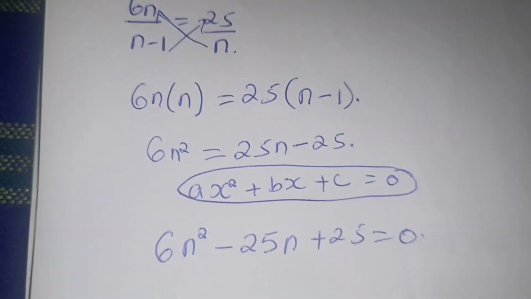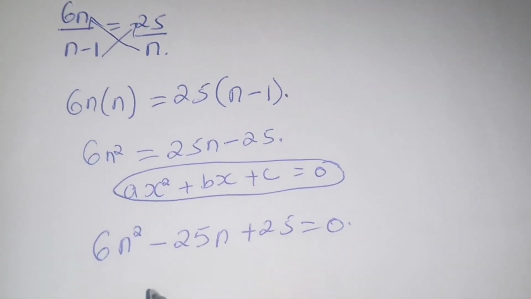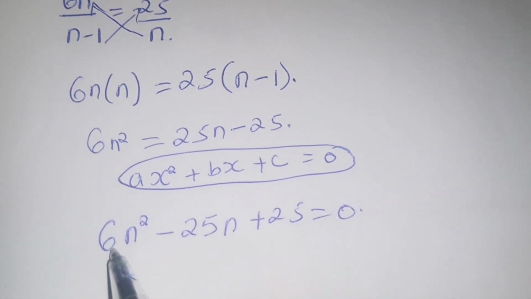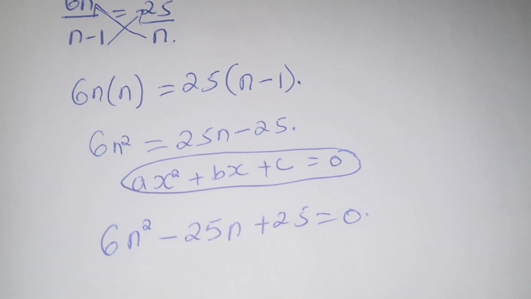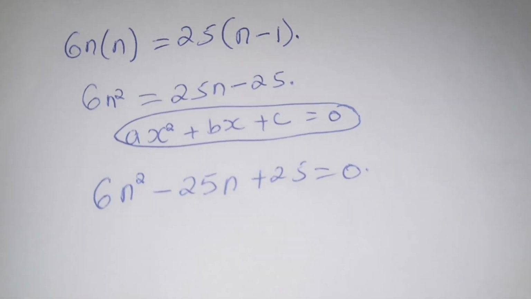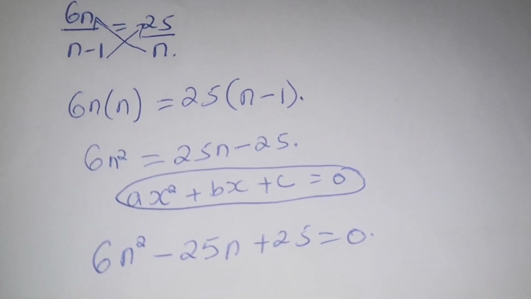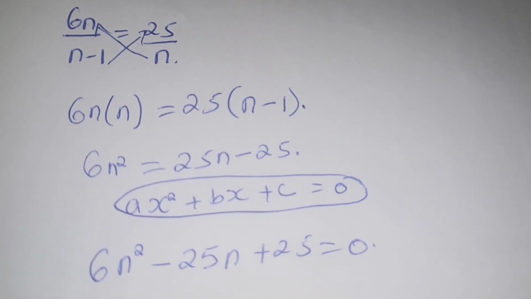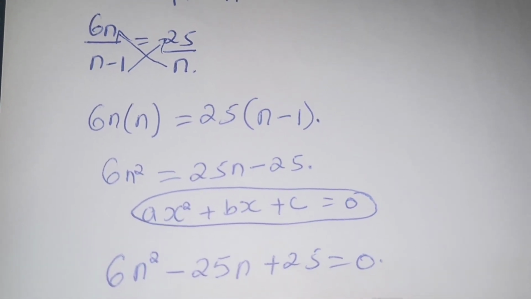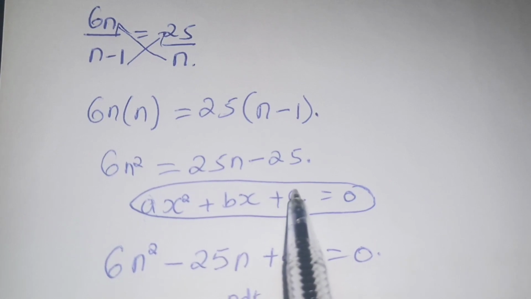Now the next thing you need to remember is that here you can use the grouping method to find the value of n, or you can use the quadratic formula. Either way, you'll arrive at the answer. For this purpose, let us use the grouping method, whereby we need to get the product. Remember, you multiply a by c.